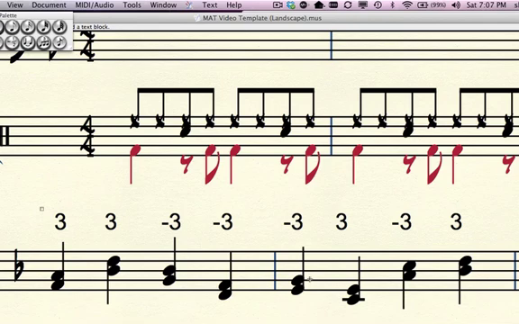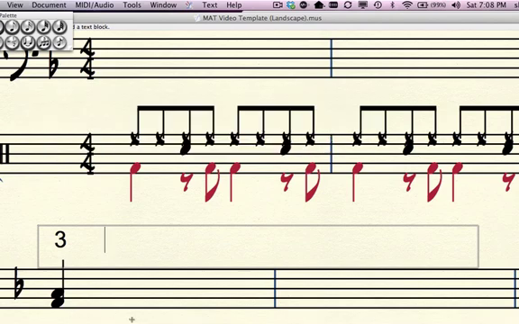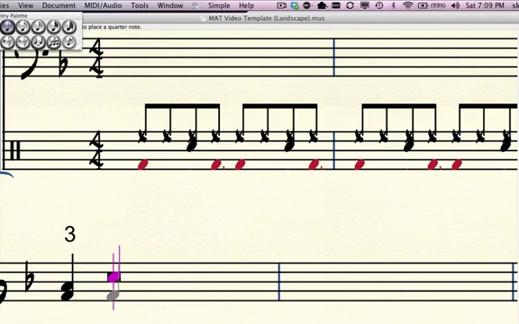Okay, now let's go. The next part of the video talks about how you can figure out sixths from these thirds. We're back. We're going to talk about sixths now. Now, the way we figure out sixths is if we know our thirds really well, then we just practice interval inversion. Now, if you watch my other video on interval inversions, you'll know that when a major interval is inverted, it becomes minor. It becomes the opposite.